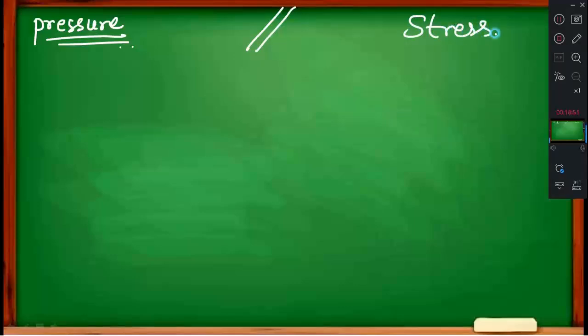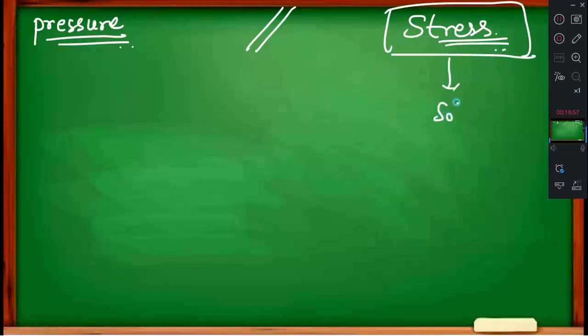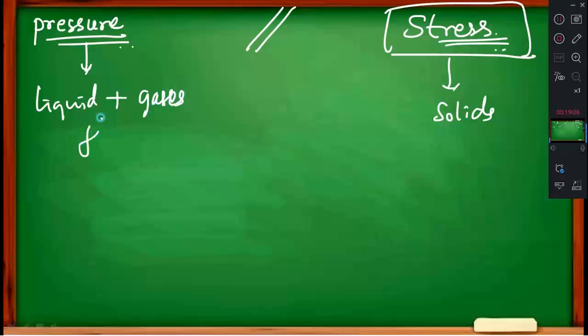Okay, next we will study what is the meaning of pressure. Pressure means we have two words which are confusing. The first one is pressure, and the second one is stress. For the time being, just remember that stress is the word we use for solids, and pressure is the word we use for liquids, gases, or fluids.